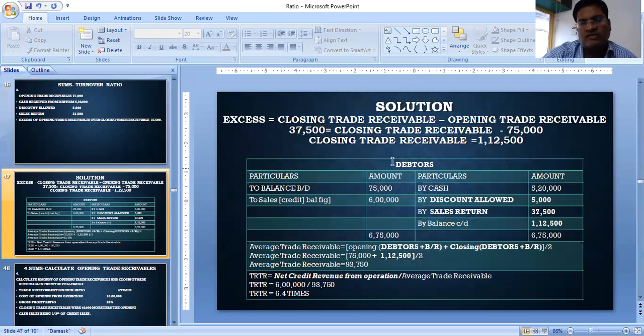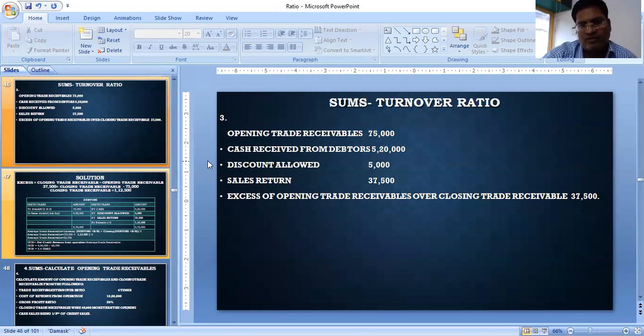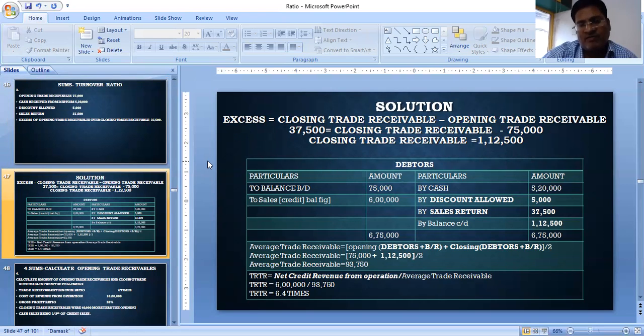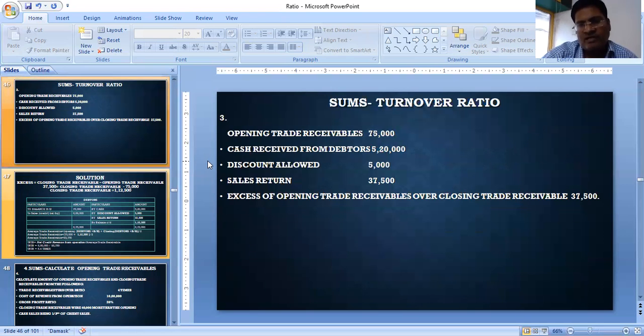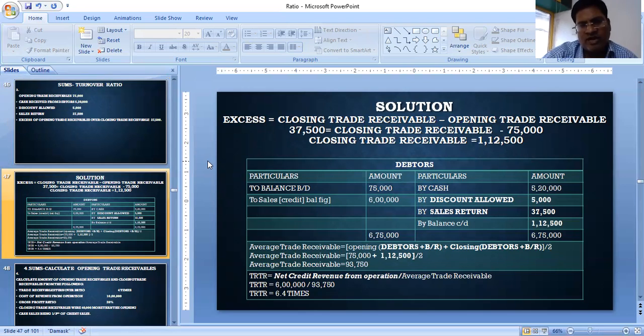First of all, we will be finding out the gross debtors. Let's understand gross debtors. In the debtors account, the opening balance is 75,000, and cash received from debtors is 5,20,000. Then discount allowed to debtors 5,000 and sales return 37,500, that also we have written in debtors. Then the closing balance is 1,12,000.